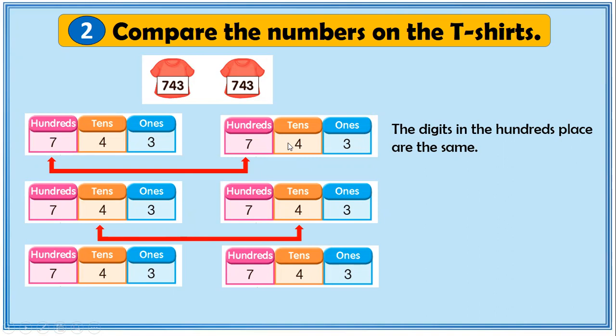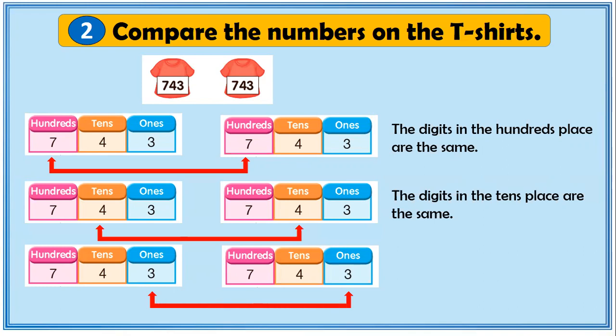Next, let us compare the digits on the tens place. So this is 4, and the other one is also 4. So the digits in the tens place are also the same. Next, let us compare the digits on the ones place. So the other one is 3 and also 3. So the digits in the ones place are also the same.